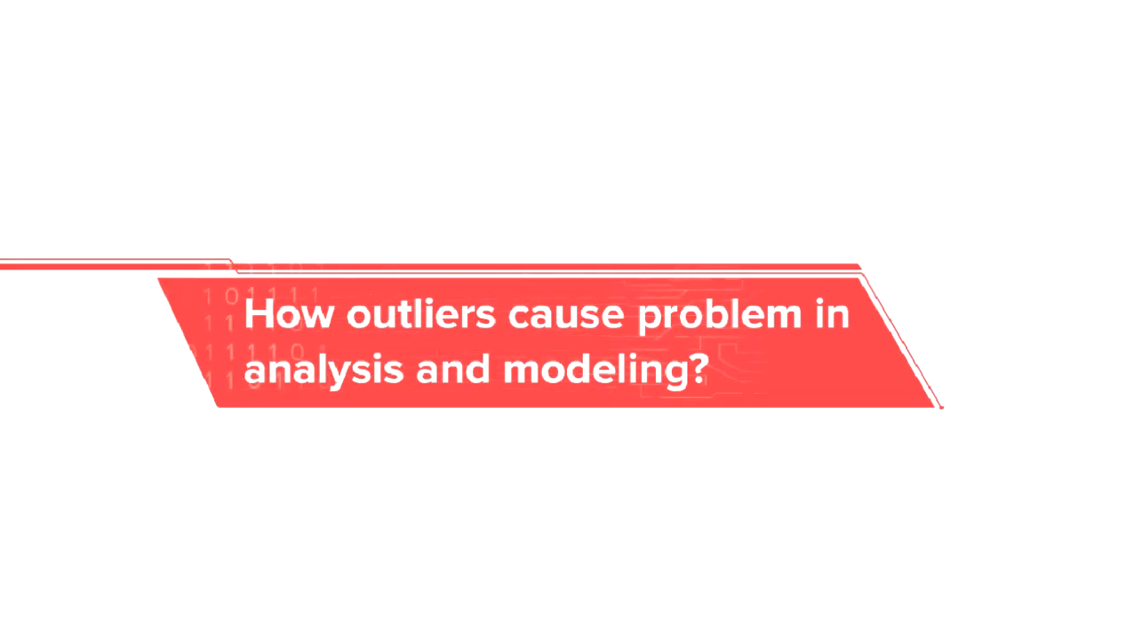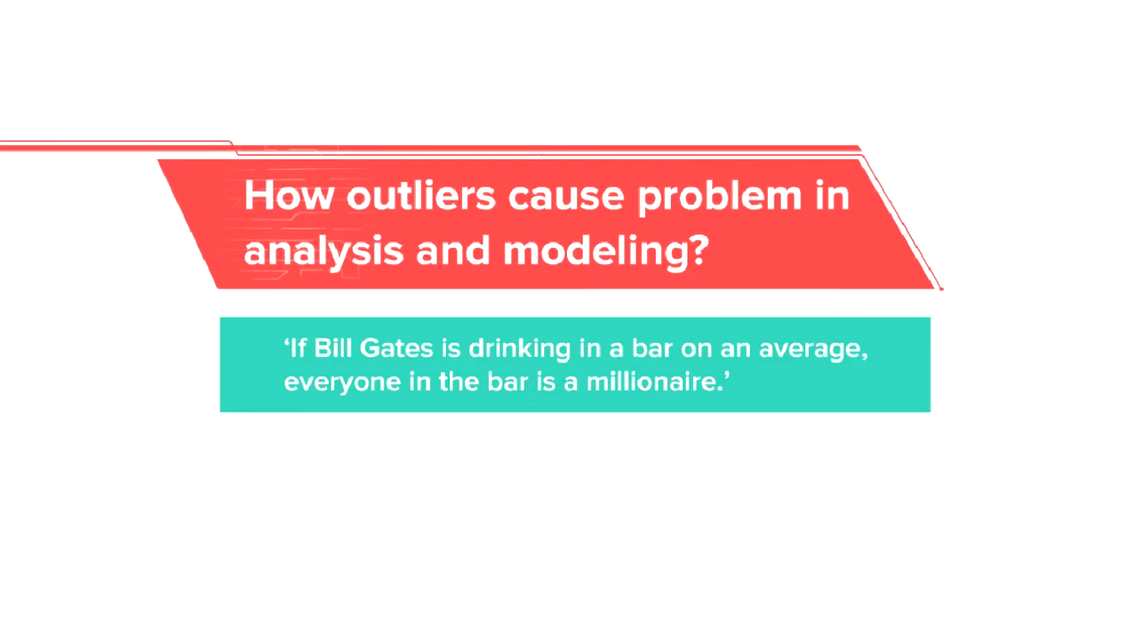So now we have understood how outliers can occur. Now we will understand how outliers cause problems in analysis and modeling. Let us understand this with an example. Now, you may have heard of the joke that if Bill Gates is drinking in a bar, on an average, everyone in the bar is a millionaire.